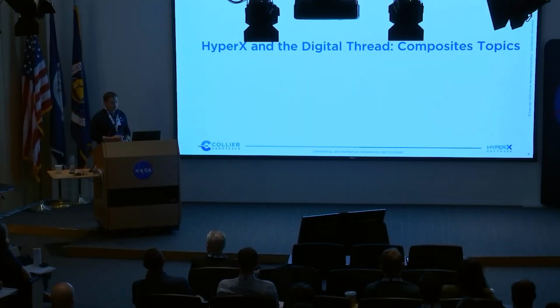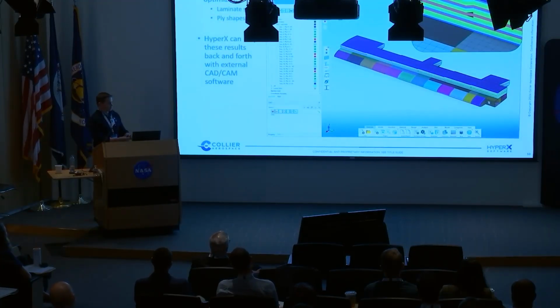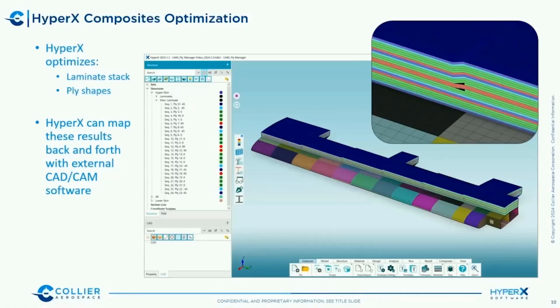All right, so we'll shift gears and tell the same story for composites. Still talking digital thread, just for composites specifically, and there's obviously some overlap with the CAD topic. Just a real quick recap: HyperX does composite optimization. We optimize the laminate stack for each zone. We also generate optimized ply shapes, material selections, and those kinds of things. And that's just a nice snapshot of CAD, or of plies, in HyperX.